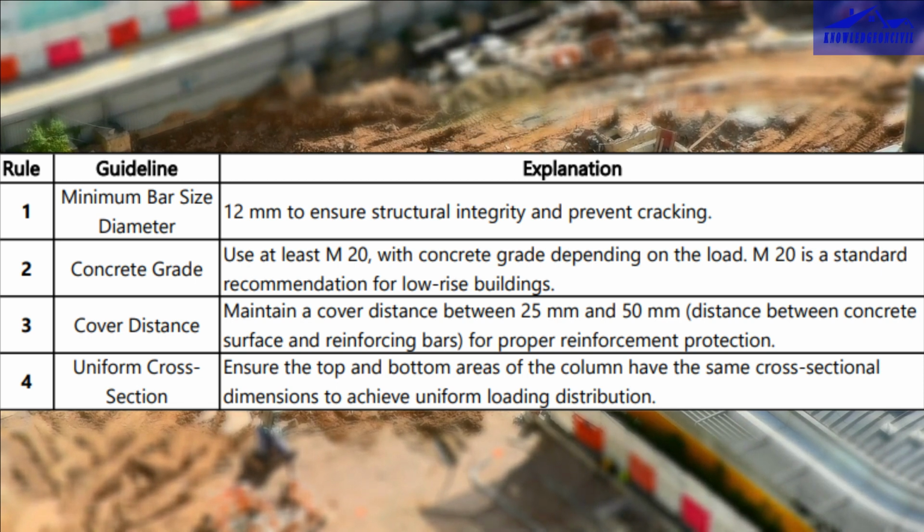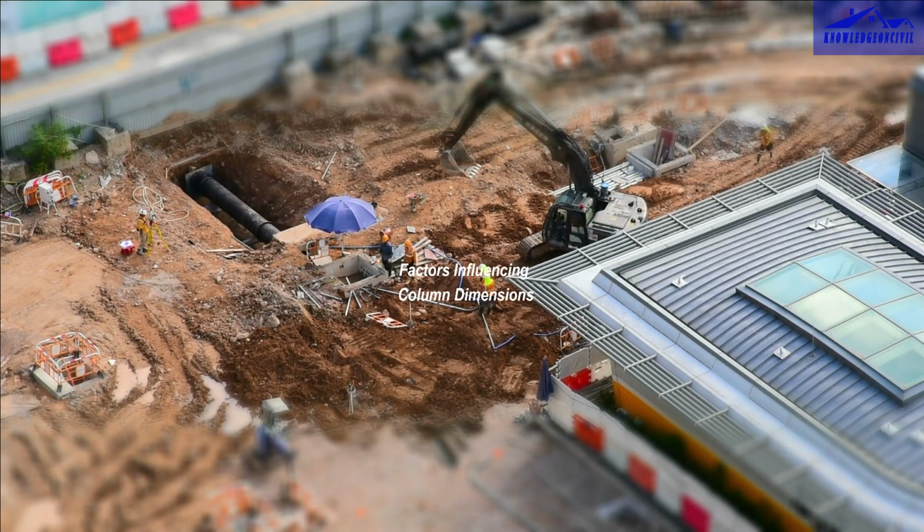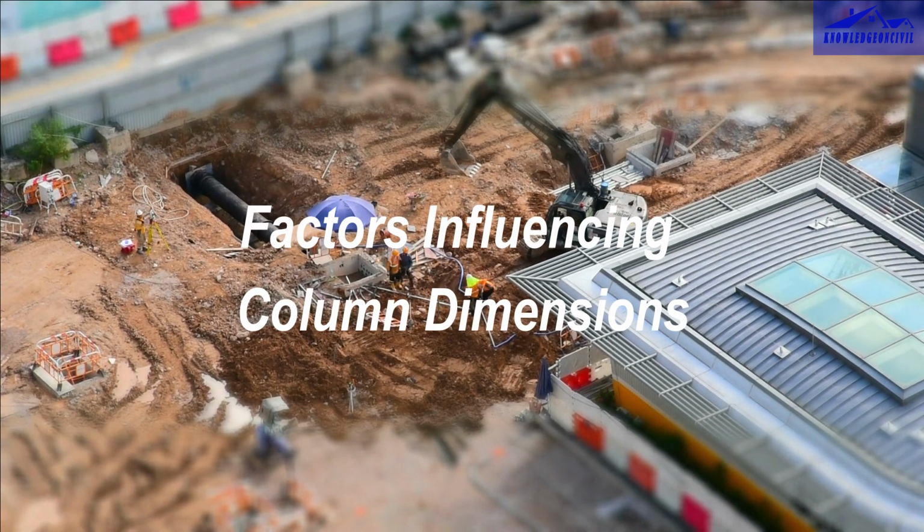Rule 3. The cover, or the distance between the concrete surface and reinforcing bars, should be between 25 mm and 50 mm. This ensures proper reinforcement protection. And lastly, Rule 4. The top and bottom areas of the column should have the same cross-sectional dimensions for uniform loading distribution. Moving on to factors that influence column dimensions.